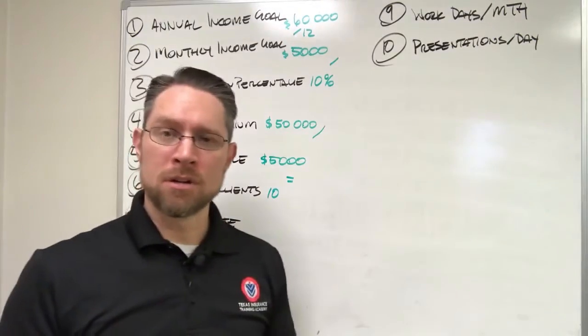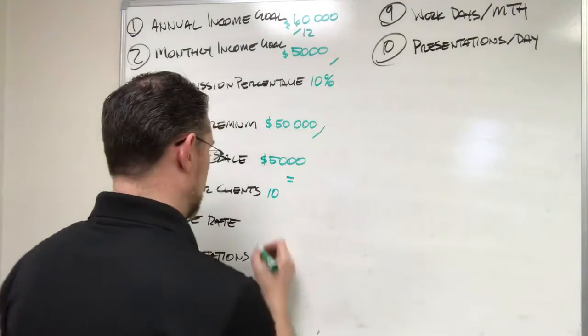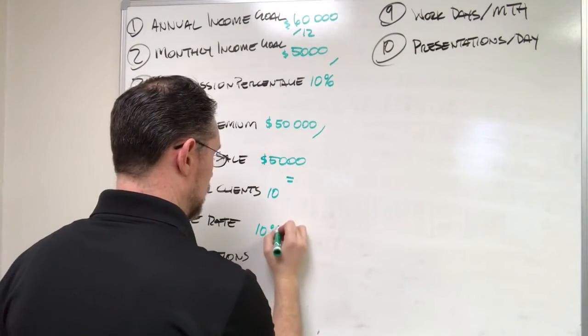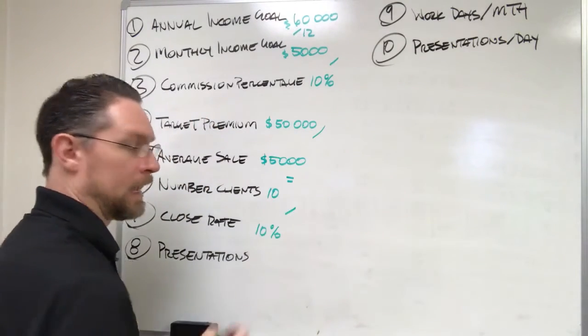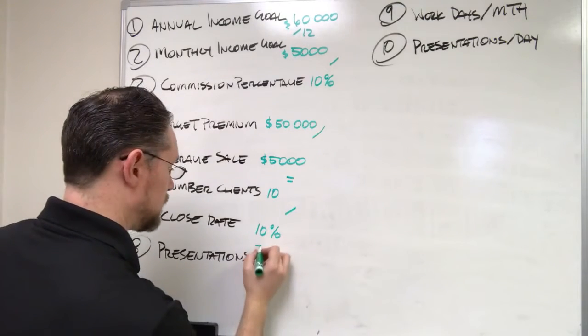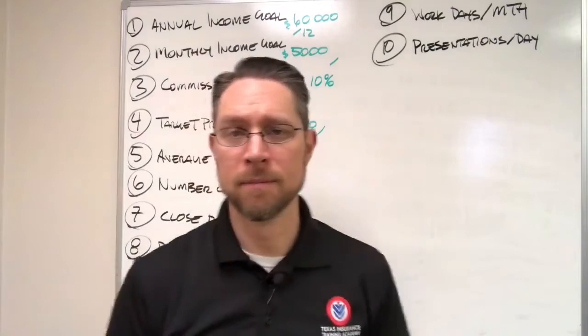From here, you need to know your close rate. Just for easy numbers, let's say you have a 1 in 10 close rate. So if I need 10 people at a 10% close rate, that's going to give me 100 presentations per month.